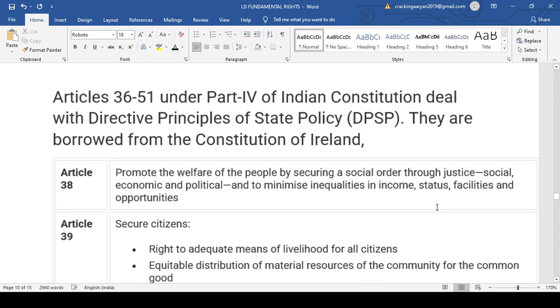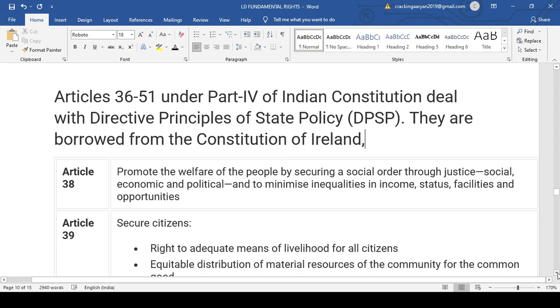The first thing that we have to know for the Directive Principles of State Policy is that, like the fundamental rights, against which we can move to the Supreme Court if there is a violation, in the case of the directive principles of state policy, they are not enforceable in any court of law. The directive principles cannot be enforced.